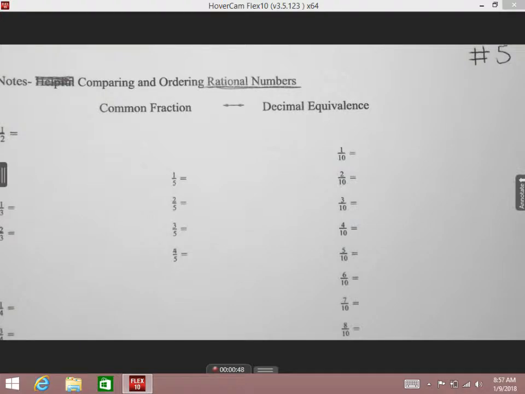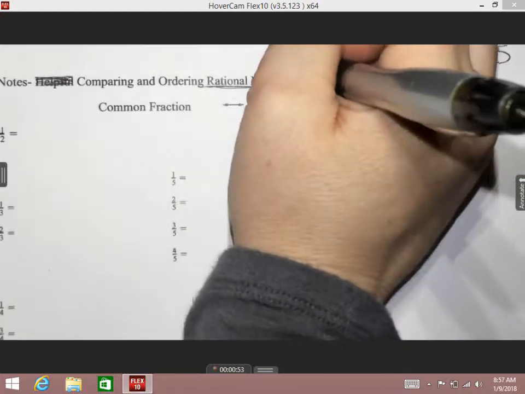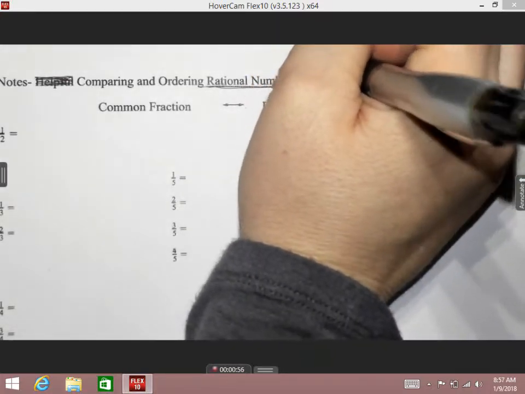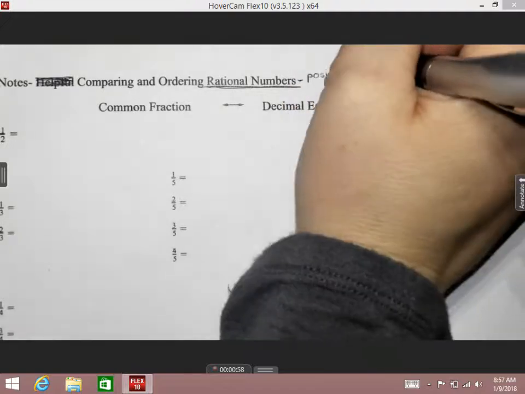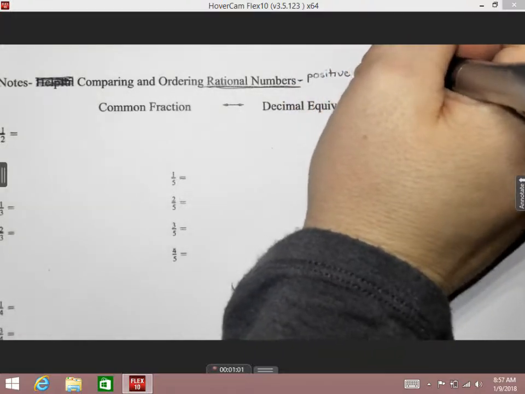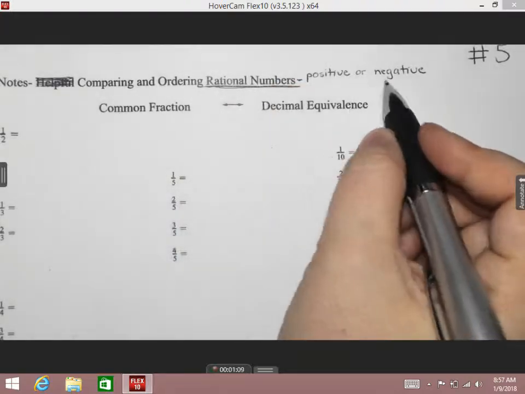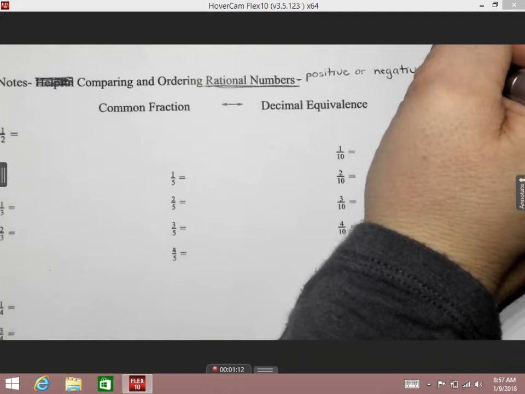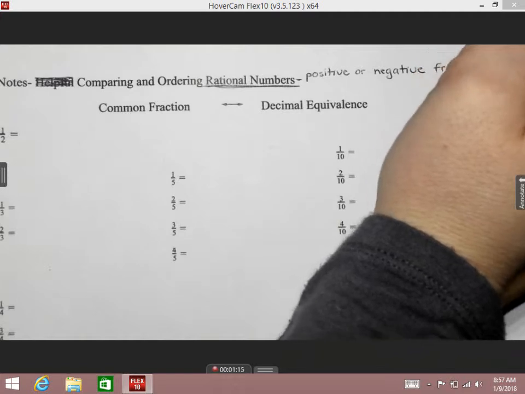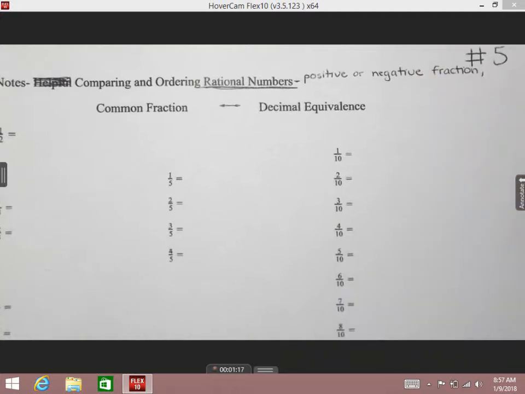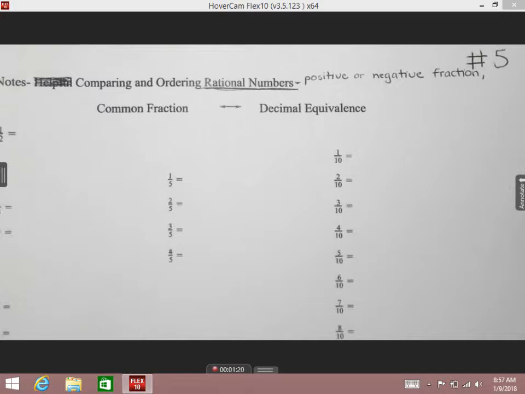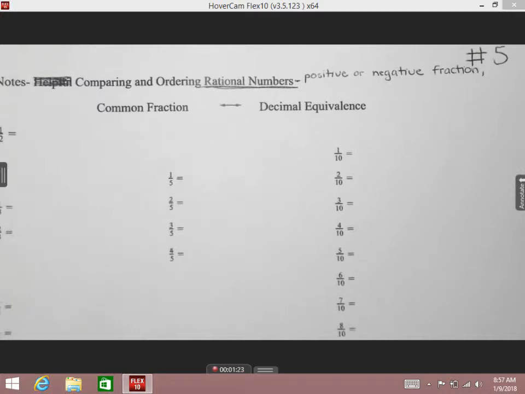All right, so rational numbers are going to be a little bit different. They can still be positive or negative. But when we're talking about an integer, it's a positive or negative whole number. With a rational number, now we're going to get into fractions. It's a positive or negative fraction. And technically a rational number is any number that can be written as a fraction, which is also going to include a lot of our decimals, okay?